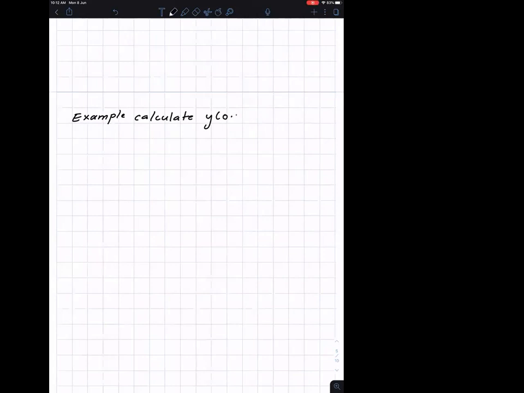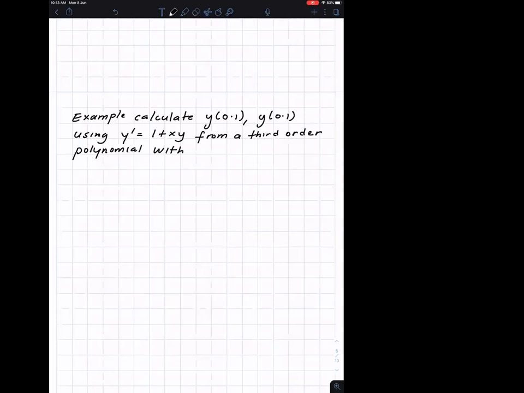Calculate y(0.1), y(0.2) using the first order differential equation y' = 1 + xy from a third order polynomial with a given point.